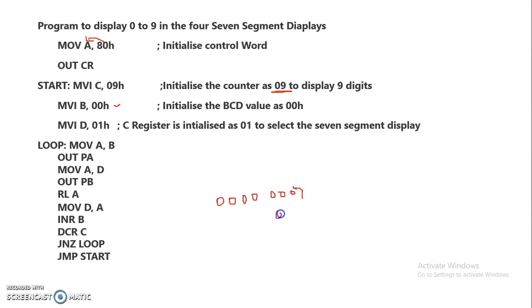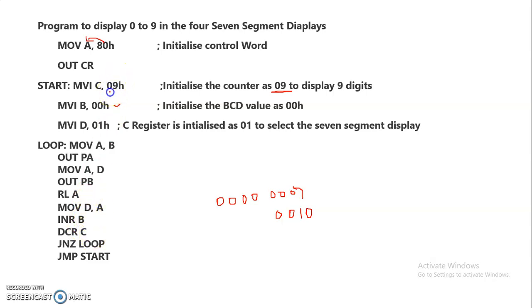So the value becomes 00000010, so that the next transistor can be selected. After rotating, we are moving it to the D register. So now the code is ready to select the next 7-segment display. Then increment B. Why are we incrementing B? First the B register was carrying the data to display 0. Now it is incremented to 1.